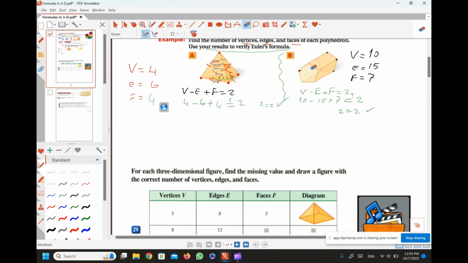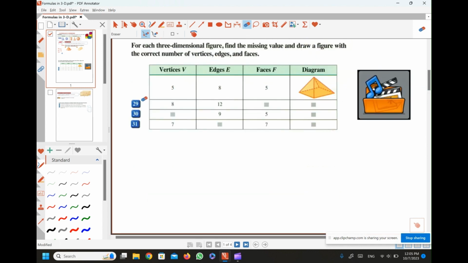So this is how we solve this kind of questions. We will be given a figure and asked to count the number of faces, vertices, edges, and verify it by Euler's formula. Or without a given shape, like in questions 29, 30, 31, we will be asked to find the missing element. So let's try exercise 29. The number of vertices is given as 8, number of edges is given as 12, number of faces is missing. So the formula was V minus E plus F equals 2.